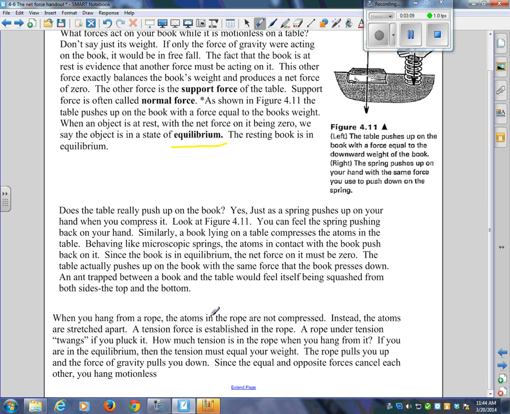When you hang from a rope, the atoms in the rope are not compressed. Instead, the atoms are stretched apart. A tension force is established in the rope. A rope under tension will twang if you pluck it, like a guitar string. How much tension is in the rope when you hang from it? If you are in equilibrium, the tension must equal your weight. The rope pulls you up, and the force of gravity pulls you down. Since the equal and opposite forces cancel each other out, you, of course, hang motionless, which is what you want to do.